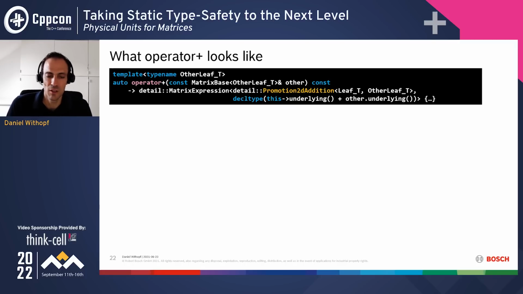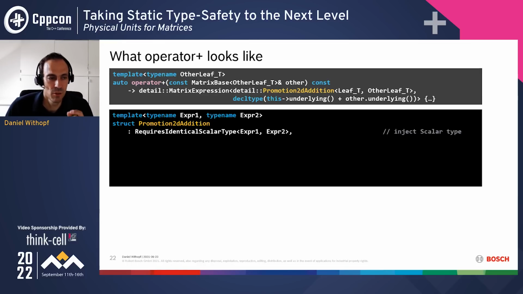So the first template argument is responsible for the promotion at compile time. And the second argument is responsible for doing all the calculations at runtime. But this is sort of outsourced to the underlying linear algebra library. So I'm simply forwarding this type here.